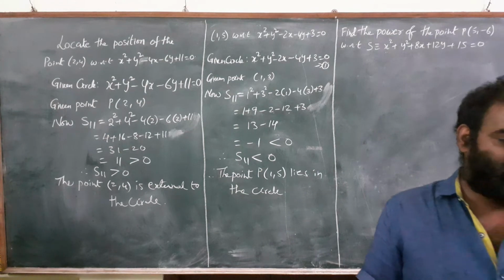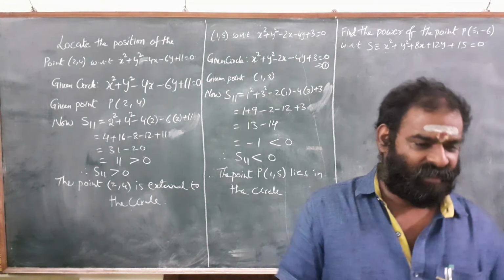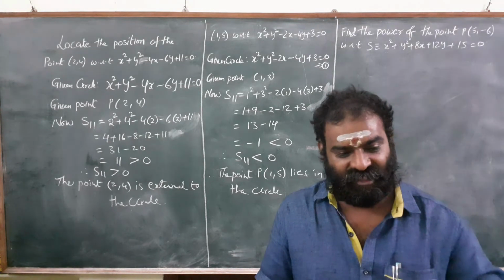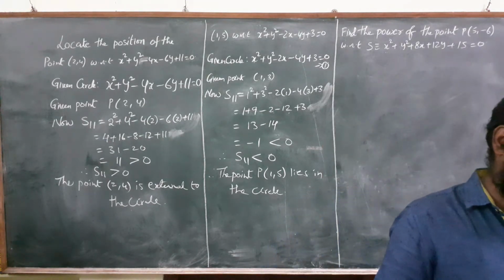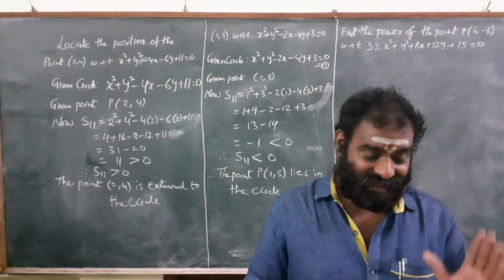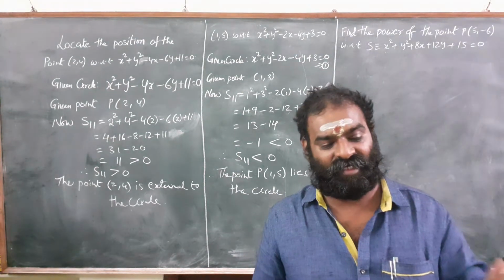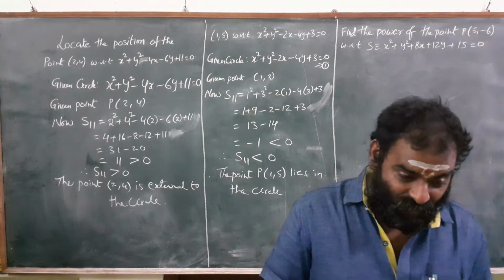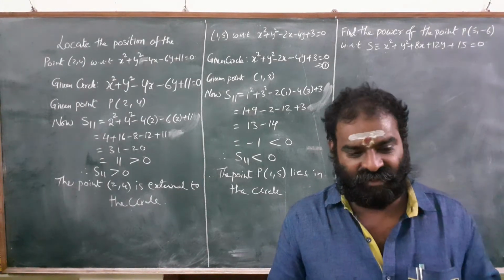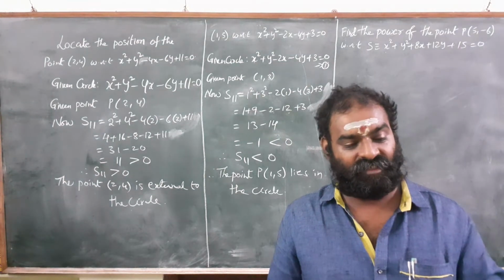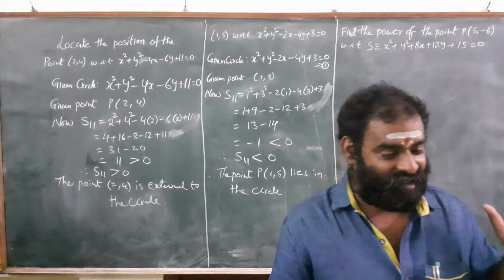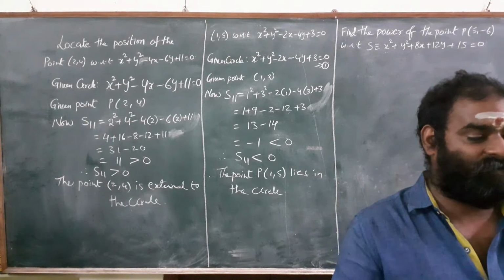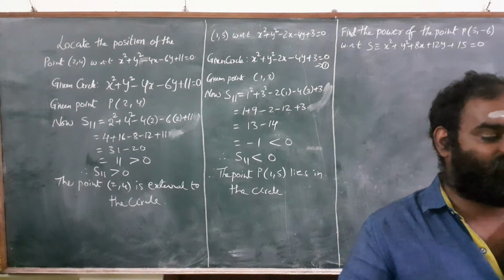Then what you do? You take the center of the circle and you have a point P. So you have to calculate CP square minus r square. That is CP square minus r square. That must be equal to S11. So nothing but what I am saying is power of a point means nothing but S11 here also. So here you have to calculate the value of S11. So that is the power of the point.